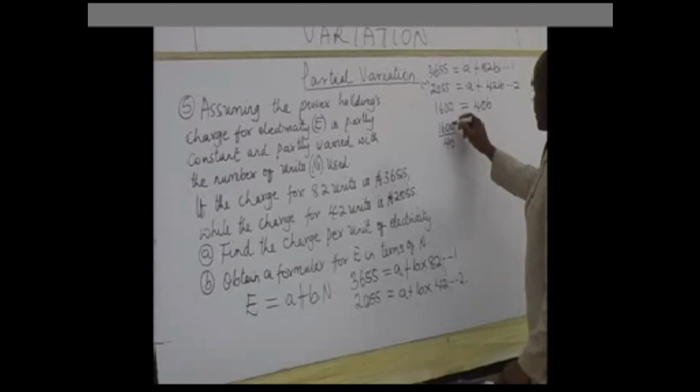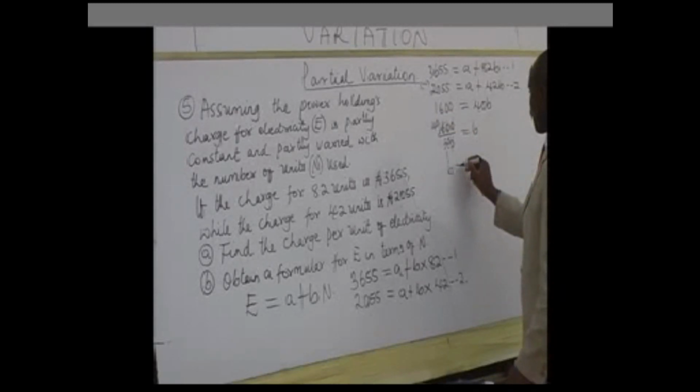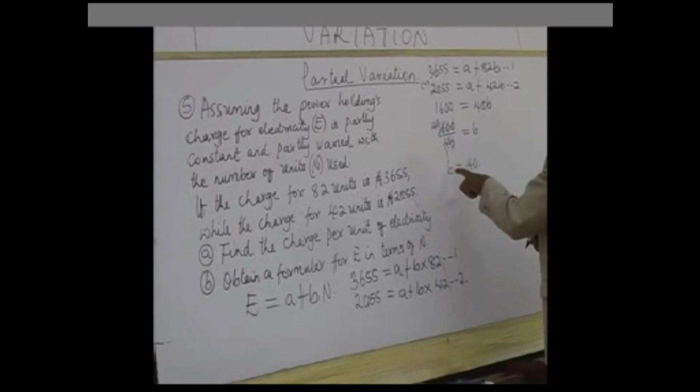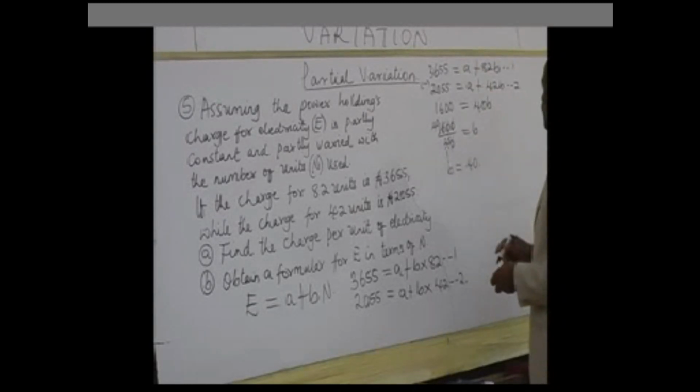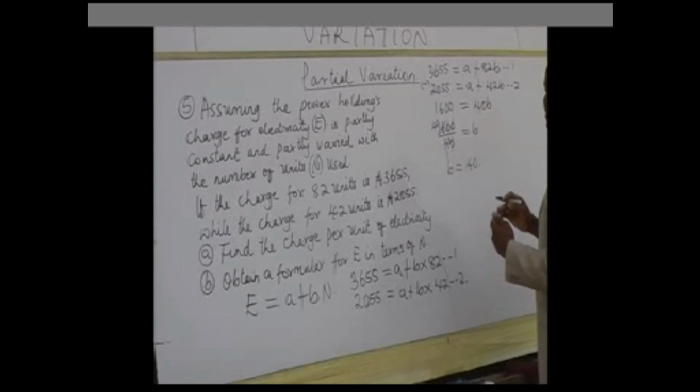You can cancel out this. 4 divided by itself is 1. 4 divided by this is 4. Divide this is 0. That means B is equal to 40. We can substitute B equals 40 in any of our equations. Let's take equation 1 or equation 2. In any way you substitute it, you get the same thing, but look at the equation that is simpler so that you will not give yourself stress.